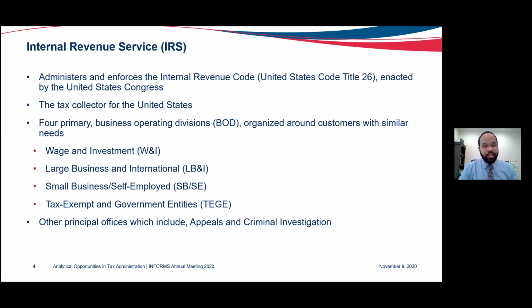So taxpayers can differ in size, the method by which they generate income, and the tax code sections that govern their filing, reporting, and payment obligations. And this variability among taxpayers provides a lot of interesting challenges and opportunities to make tax administration more effective and efficient.